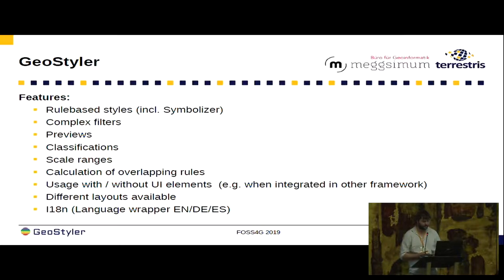There are already some different layouts for the UI elements available, but you can style it. So in the end, if you create a styler for MapStore and you use GeoStyler, you can just make its look and feel fit your MapStore, and nobody will even see that it's GeoStyler in the backend. So maybe it's worth thinking about that. I don't know. I'm not a developer.